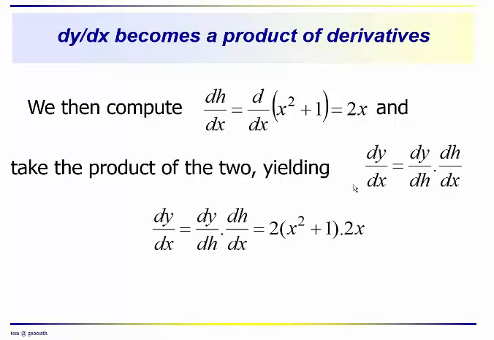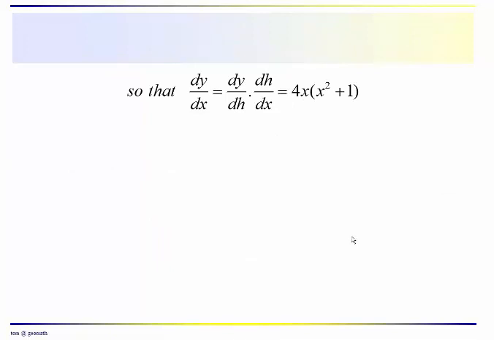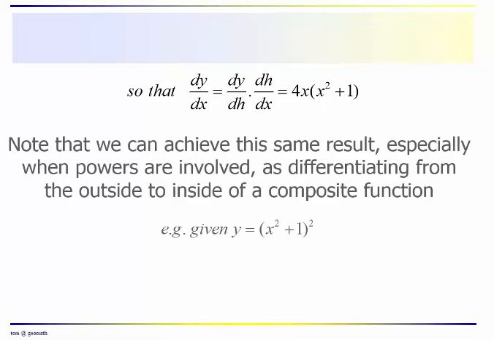And if we take the product of those two, dy dx is dy dh times dh dx, the dh's cancel out, right? So we end up with dy dx, which is dy dh, this term over here, times dh dx, which is our 2x. So our dy dx is equal to 4x times (x squared plus 1).